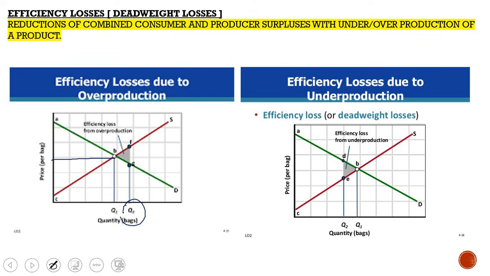Then efficiency losses due to underproduction. Again, this is your market price and your market quantity. If you produce less than that, you're making a loss because you're not producing enough to satisfy demand. So that is what these triangles represent: efficiency loss from overproduction and underproduction. You put those two together and that gives you your efficiency loss, or your deadweight loss.